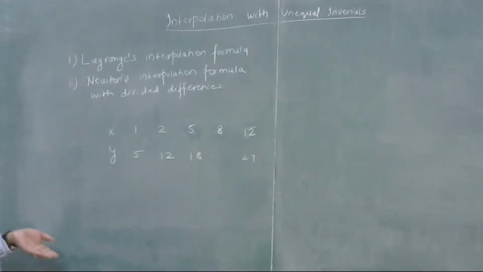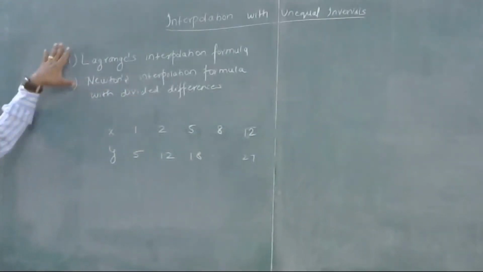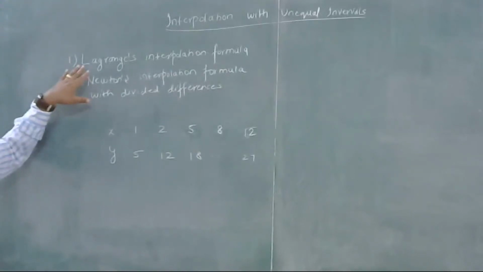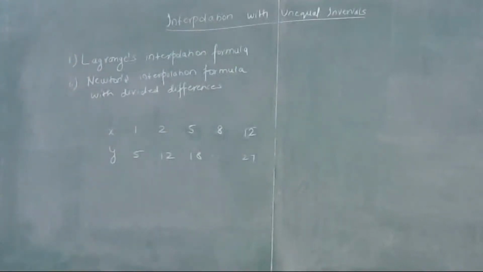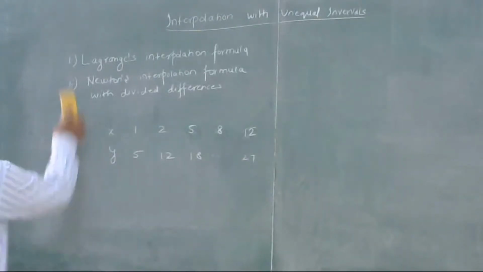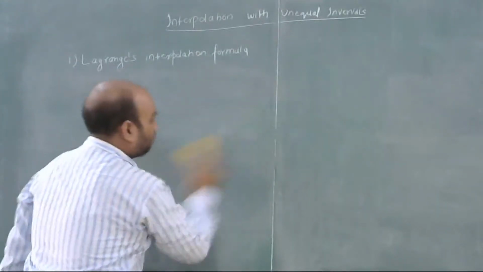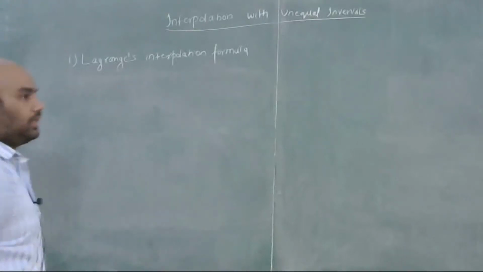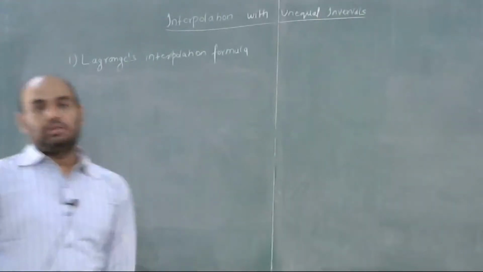For unequal intervals, we have to go with two methods. The first is Lagrange's interpolation formula, and the second is Newton's formula with divided differences. First we deal with Lagrange's interpolation method. Interpolation is the method of estimating unknown values which fall between two values. This is the definition of interpolation.